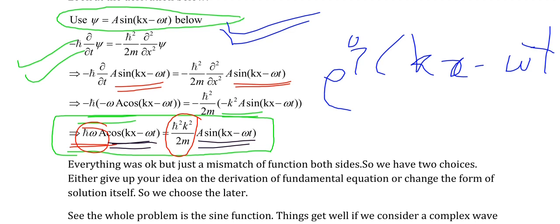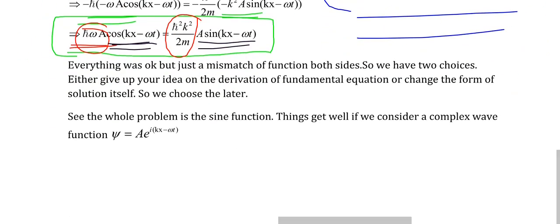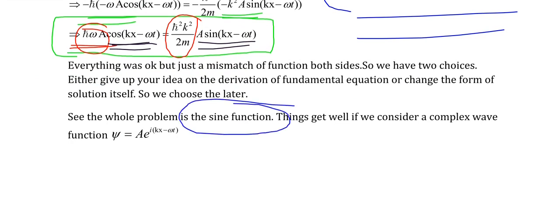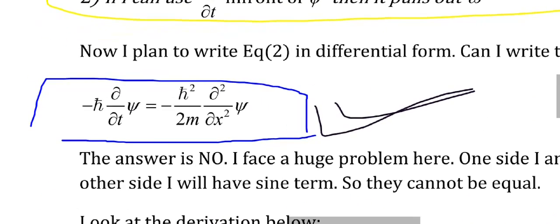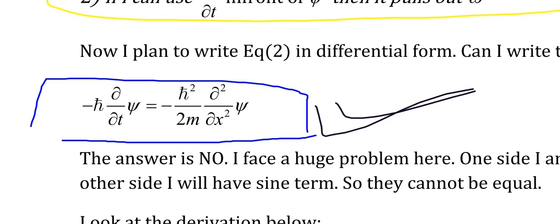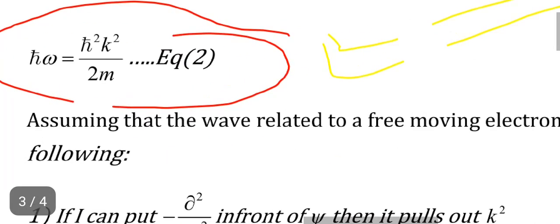I said, "How?" If you use a function like this in both sides, you don't get sine converted into cos or cos converted into sine, no problem. Both sides we get e, and both sides the e gets cancelled, and we happily retrieve equation number 2. So the whole problem is that we took the sine function. If we take a function like this, you put the function into the differential equation. Where do you have to put it? You have to put this function into this equation.